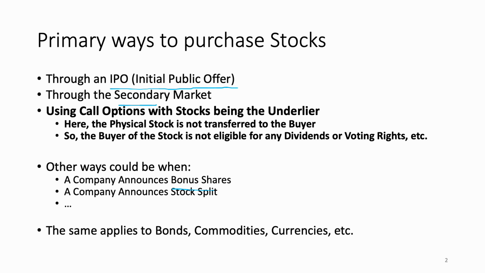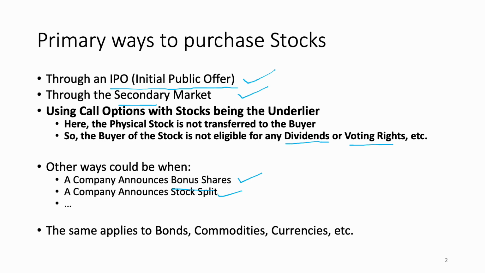Now, the important thing to note is that through all these mechanisms, either through IPO or through secondary market or through any of these mechanisms that we discussed, the stock is physically available with me. That is, I am the owner of the stock, of the number of stocks that I have purchased from the company. Now, based on that, I will be getting dividend from the company as and when the dividend is announced, and I will be having a voting right. That is, a shareholder basically is a part owner of the company.